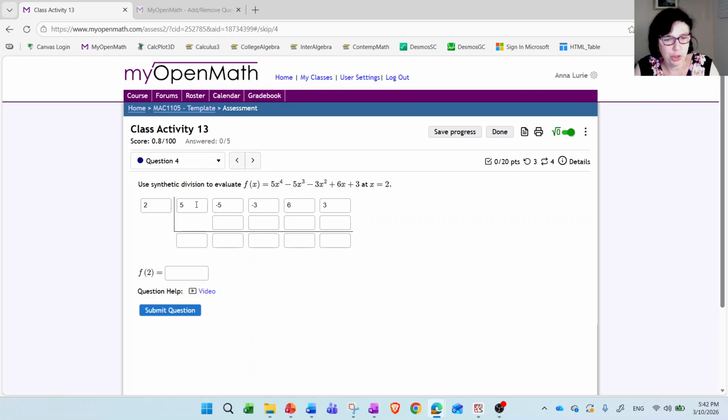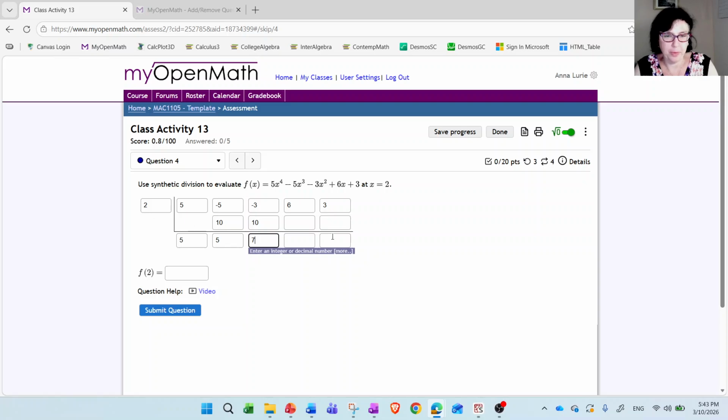Anyway, let's go ahead and do the synthetic division, which means the first number we just drop down. Then we multiply this number by the box, so 5 times 2 is 10. Now we add -5 and 10, that's a 5. Again, multiply this number by the box, that gives you a 10. -3 plus 10 is 7.